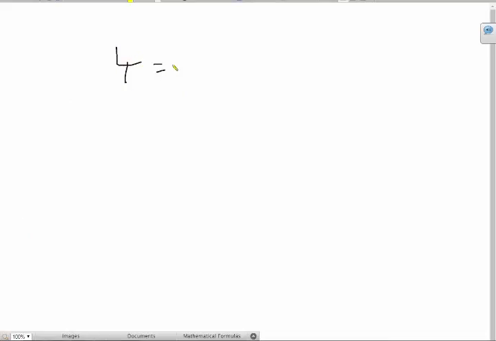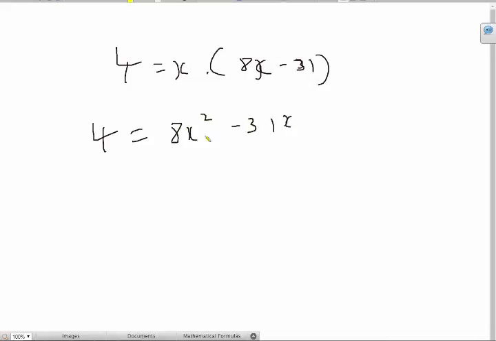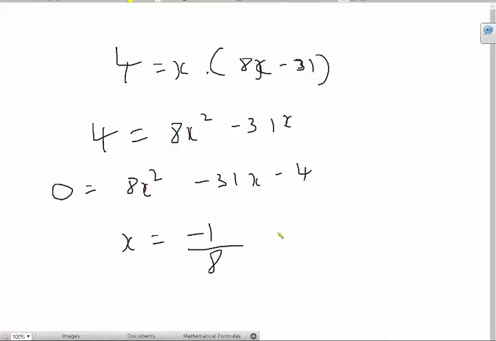So now we get 4 equals x times 8x minus 31 since they're intersecting, and we get 4 equals 8x squared minus 31x, and then we get this quadratic in x, 8x squared minus 31x minus 4. And on solving it, okay, so when we solve this quadratic, we get two solutions, x equals minus 1 over 8, or x equals 4. And let's remember the assumption we made.